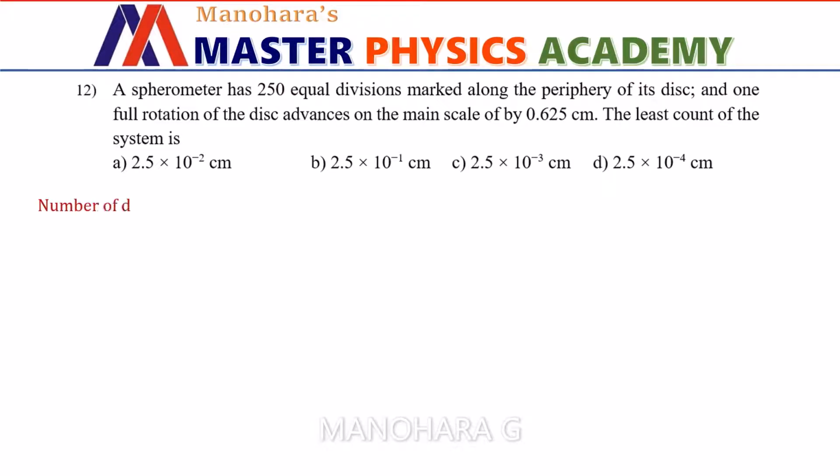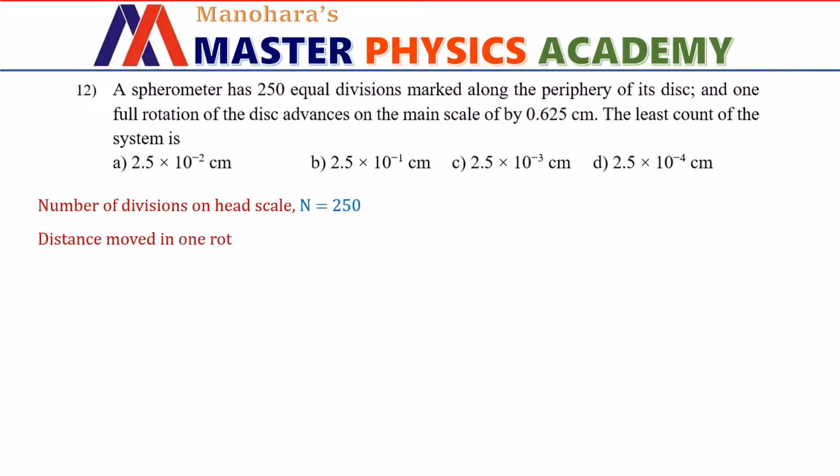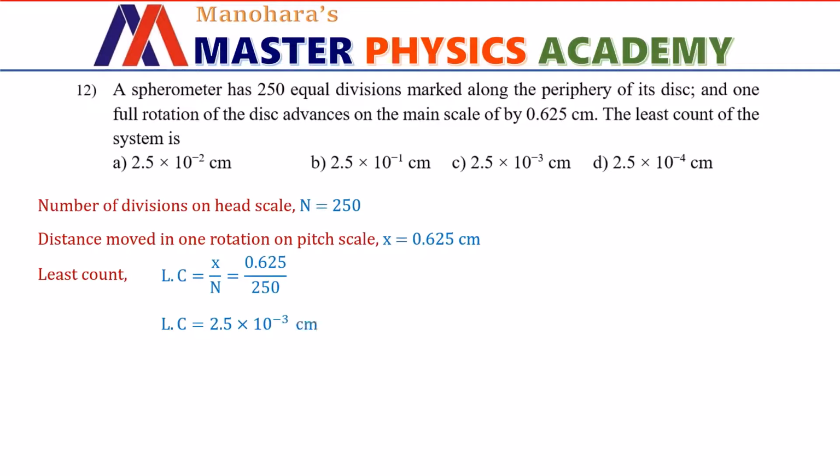Here it is given that the number of divisions on the head scale n equals 250 and the distance moved on the pitch scale by one rotation x equals 0.625 centimeter. By the definition of least count, we have LC equals x divided by n. Substituting and simplifying, we get least count equals 2.5 into 10 to the power minus 3 centimeter. Option C is the right choice.